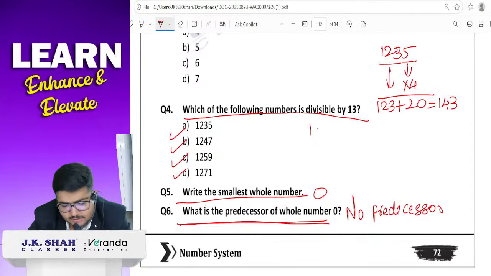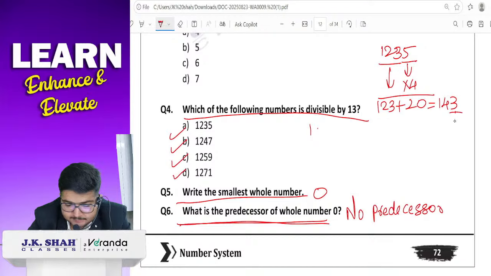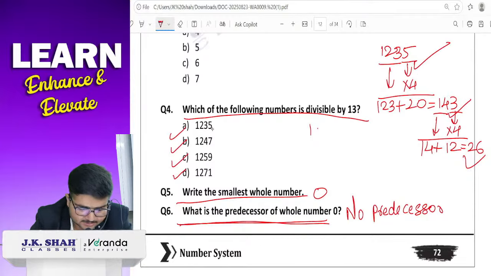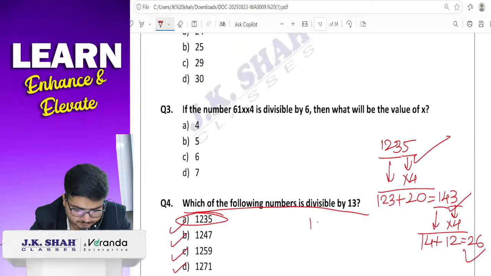I don't know, sir. So again apply the same divisibility rule. 3 will be multiplied by 4. Answer is 12. 12 plus 14 will be 26. This is divisible by 13. So this is also divisible by 13, and this is also divisible by 13. Answer is 1235. Understood, everybody?